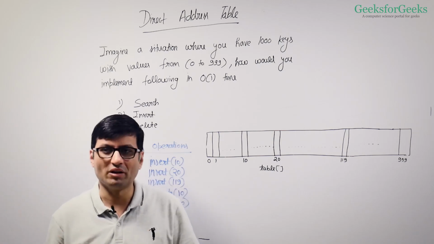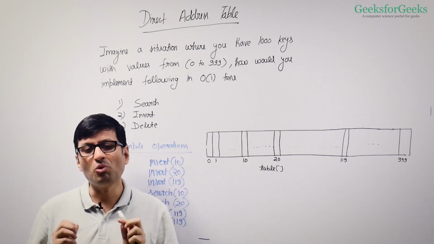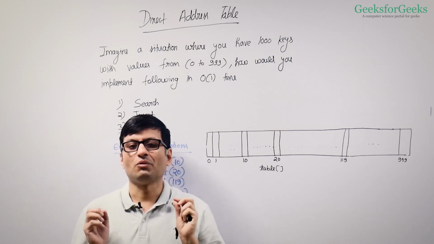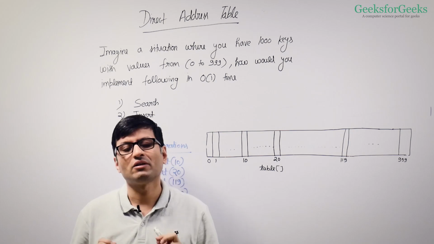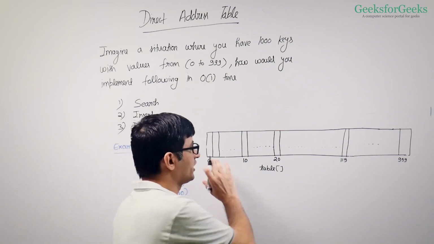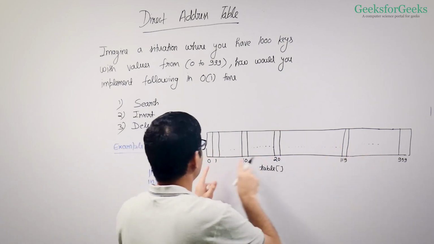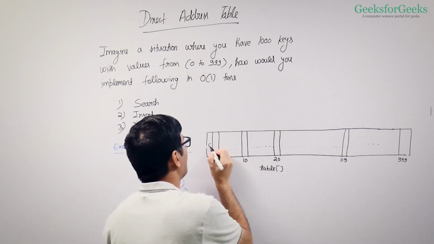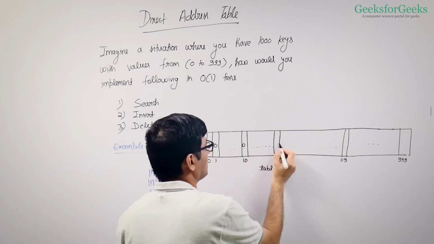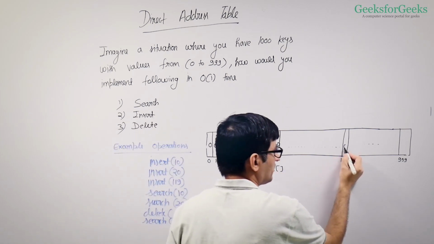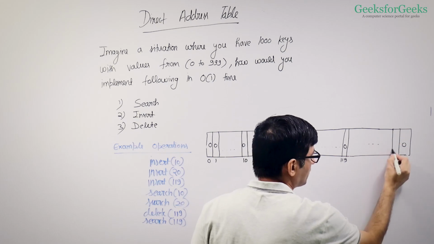The idea is simple. We create a Boolean array of size 1000. We initialize this Boolean array with all values as 0, 0, 0. So here is an array of size 1000. Indexes are from 0 to 999. All the values are 0. So all these values which I have skipped here using dot dot dot, they are also 0. All the values are 0.